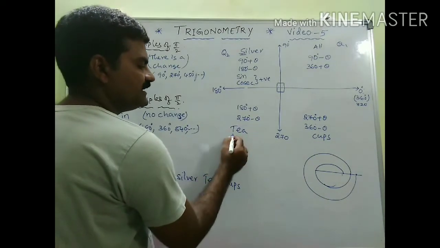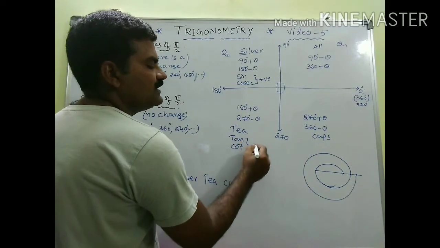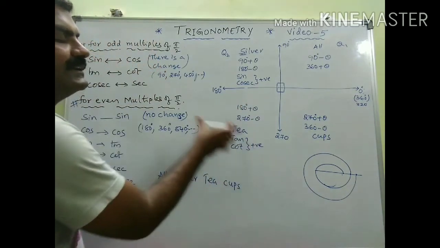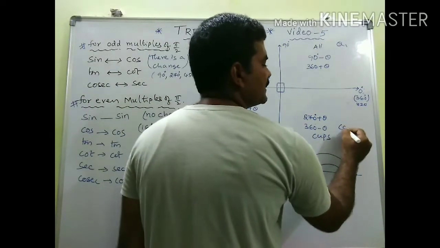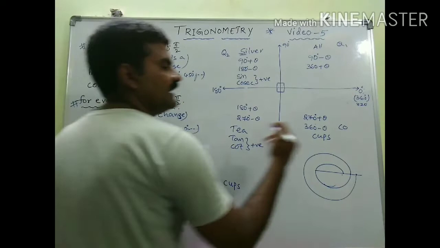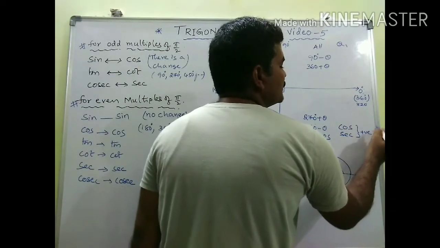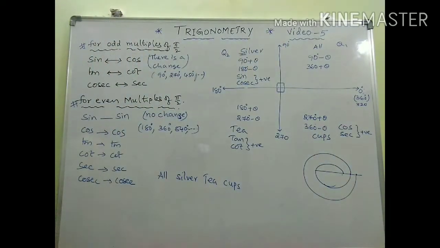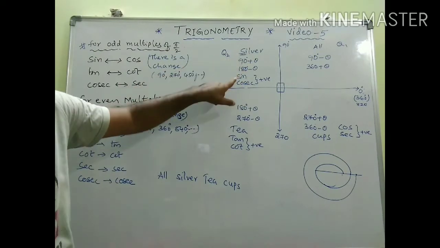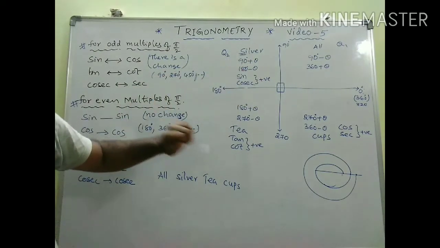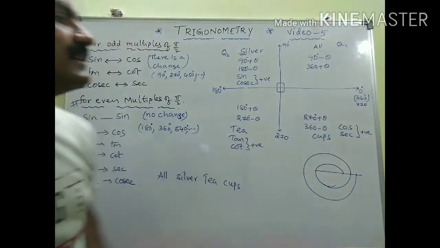Now T stands for tan and its reciprocal cot. So only these two are positive in this quadrant. The rest of them are negative. Now cups, C, don't confuse it, not cot. Cot is already completed. Hence cos and secant. This is one more pair. So these are positive in the fourth quadrant. So all are positive in the first. Silver means sine and cosecant are only positive in the second. And tan and cot are positive in the third quadrant. And in the fourth quadrant, cos and secant are positive.